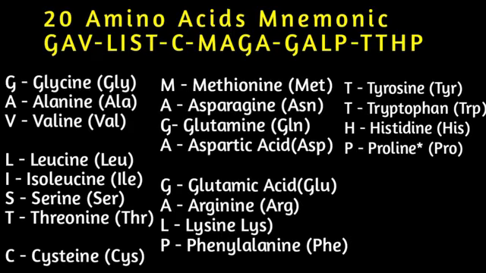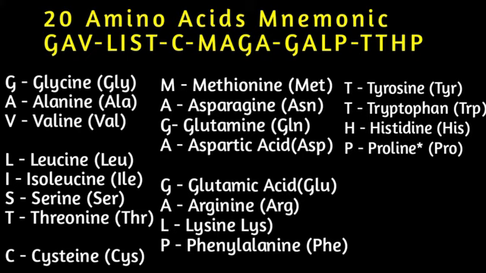So the mnemonic is GAV list, C maga galp TTHP. I'll say it again. GAV list, C maga galp TTHP. So it starts GAV, G for glycine. Beside them, you see the three-letter abbreviation, which is GLY. GAV: A alanine, V valine.